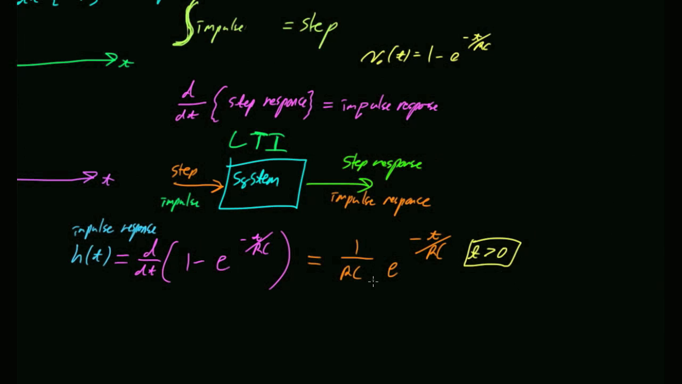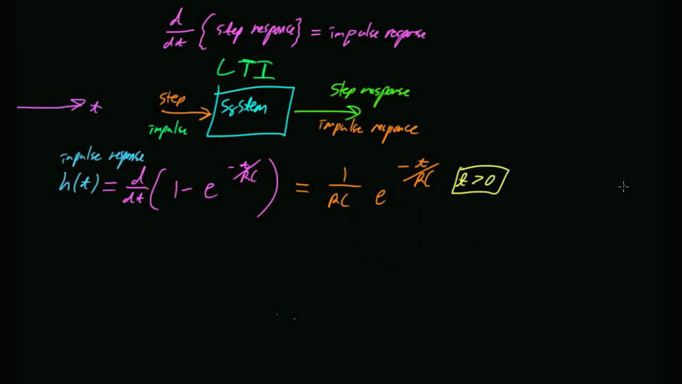What's that look like if I were to plot that? It's going to have a different shape. It's going to be a decay. It's going to start at 1 over RC. I agree with that, because if you let t equal 0, e to the 0 is 1, and you're left with 1 over RC. And then it decays away. That's your impulse response.